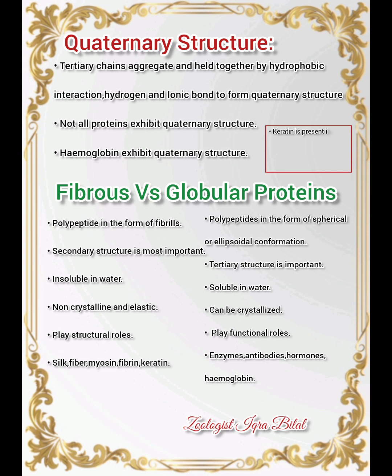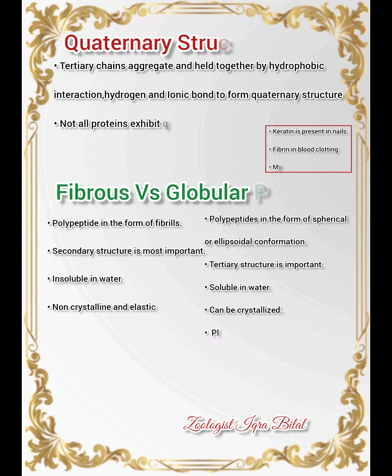Now, here is an important piece of information. Keratin is present in nails, fibrin in blood clotting, and myosin is present in muscle cells.